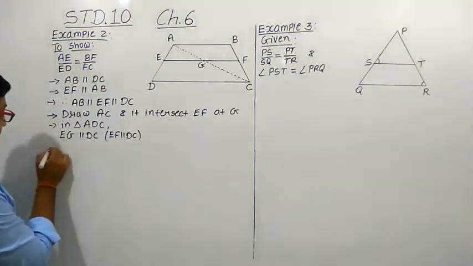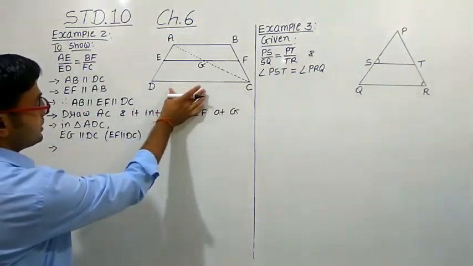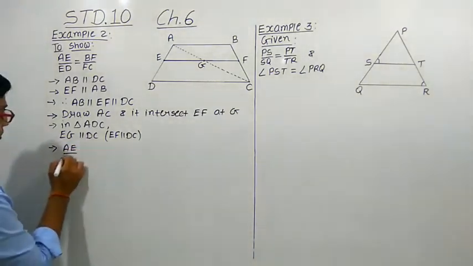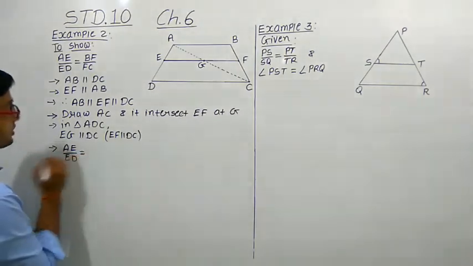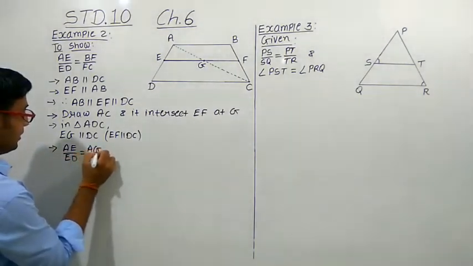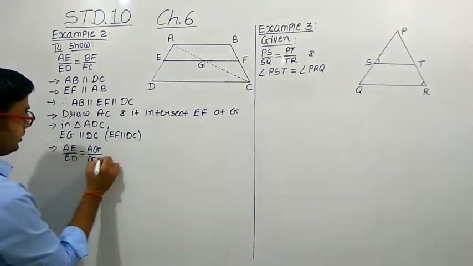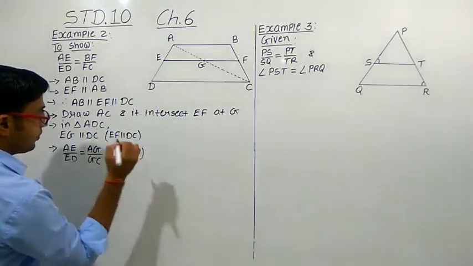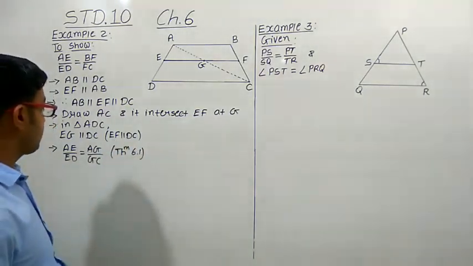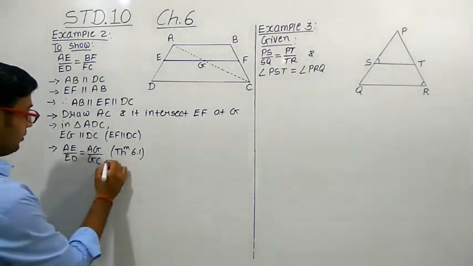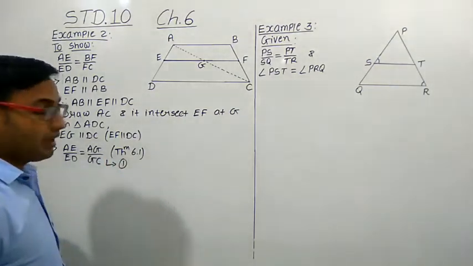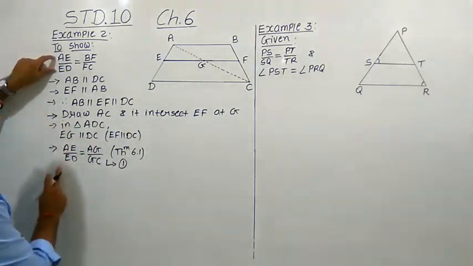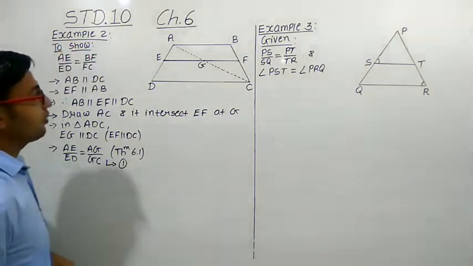Okay. Now, as EG is parallel to DC, we can write that AE upon ED is equal to AG upon GC. Why? According to theorem 6.1, the basic proportionality theorem. So this is the first result that we will use to prove this, right? Here you can see that we now have AE upon ED. Now we have to find BF upon FC.